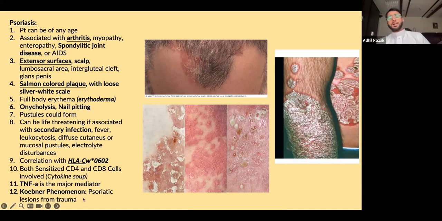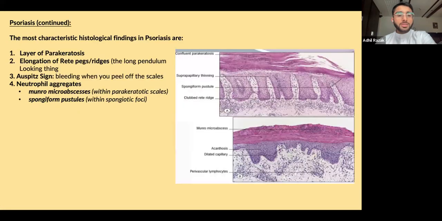Koebner phenomenon is also noticed in psoriasis. What is Koebner phenomenon? Patients with this genetic predisposition, if they have a trauma on their arm, for example, develop lesions after the trauma. So Koebner phenomenon is positive for psoriasis. Patients with this genetic predisposition, if they have a trauma, have a chance of developing psoriatic lesions. More things about psoriasis.